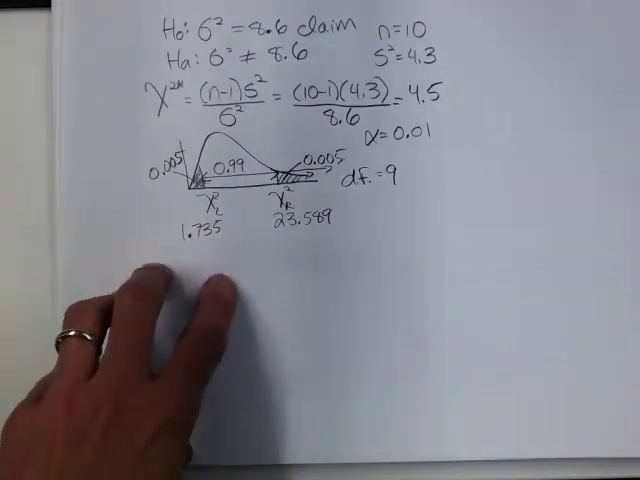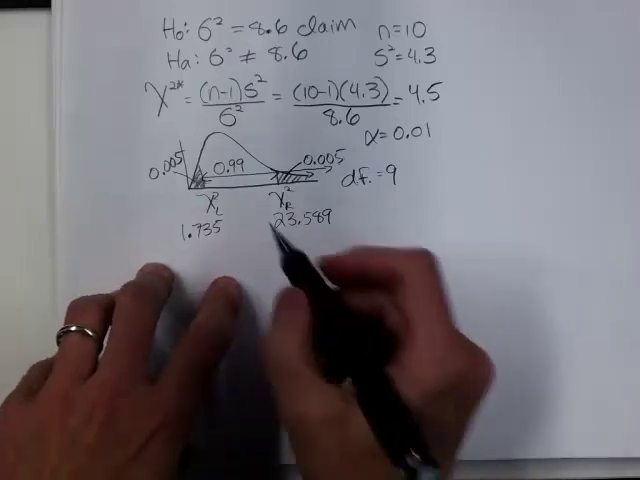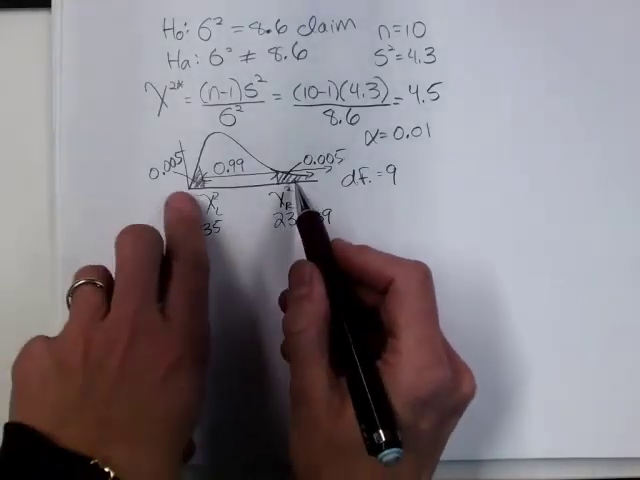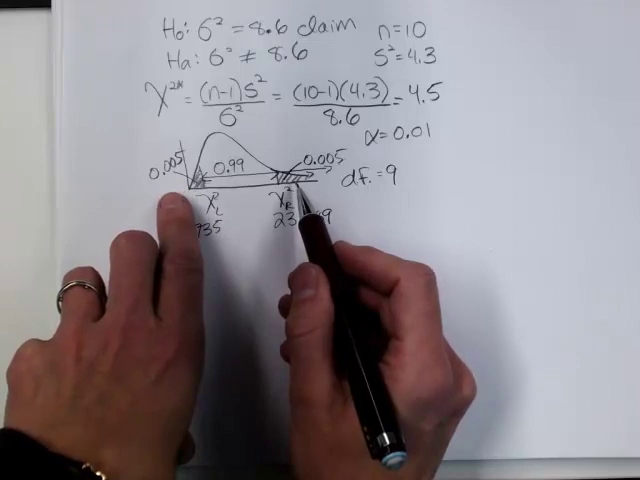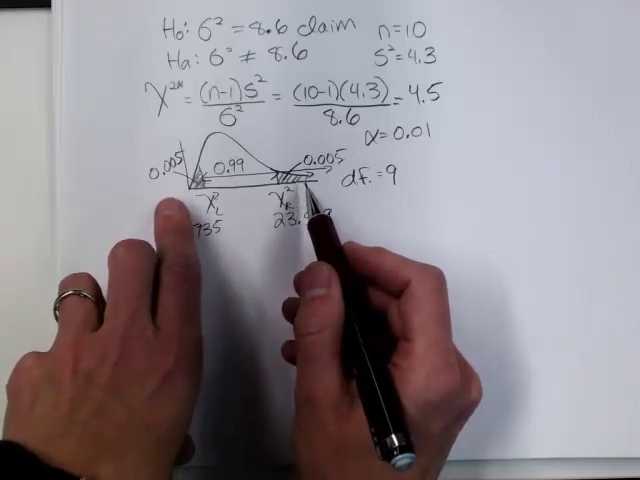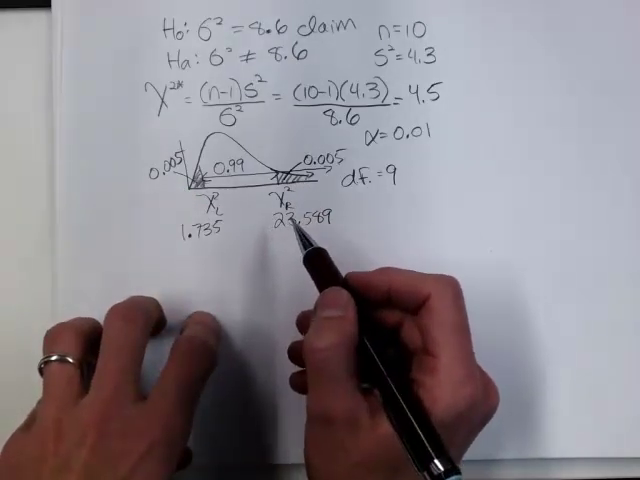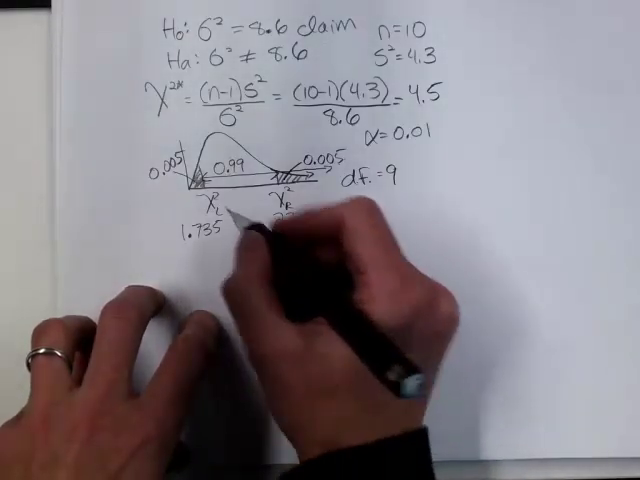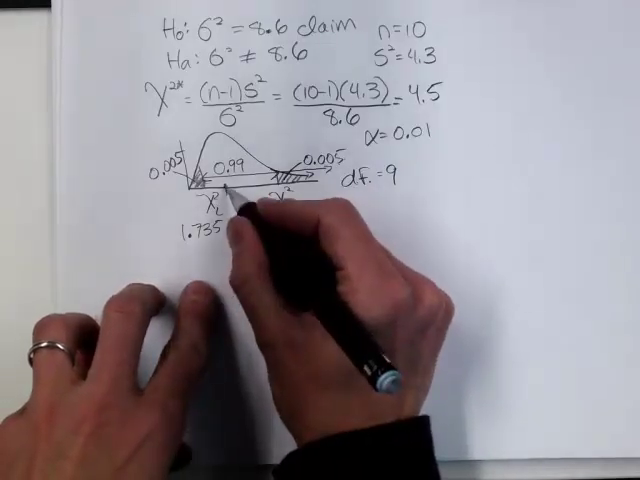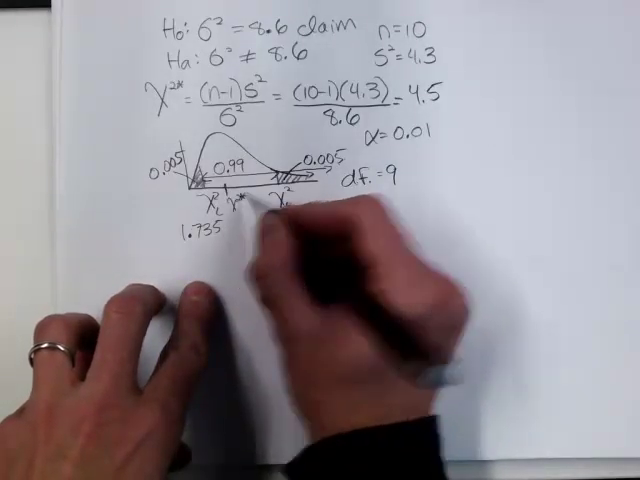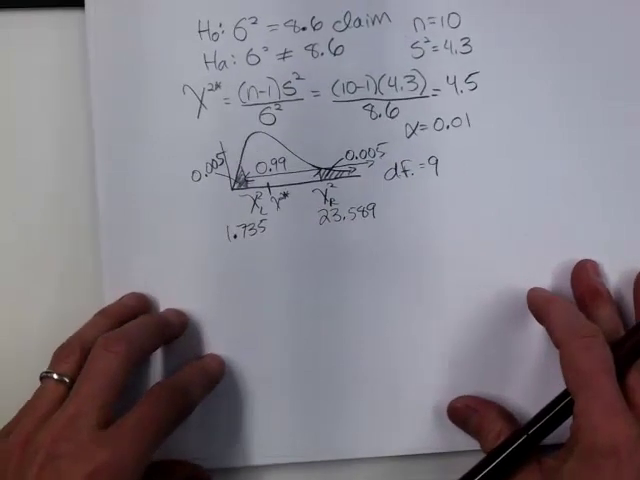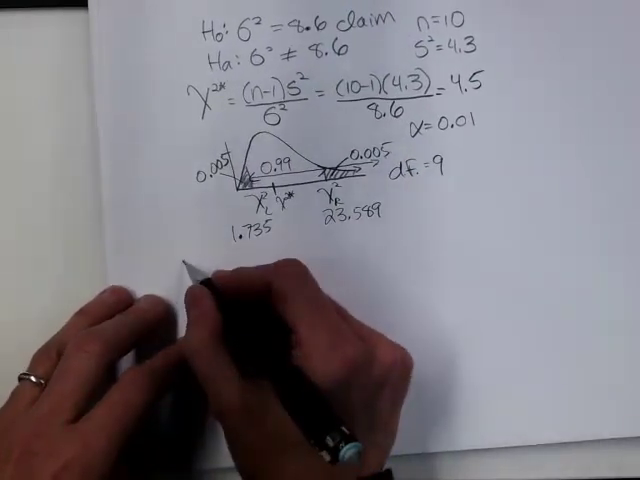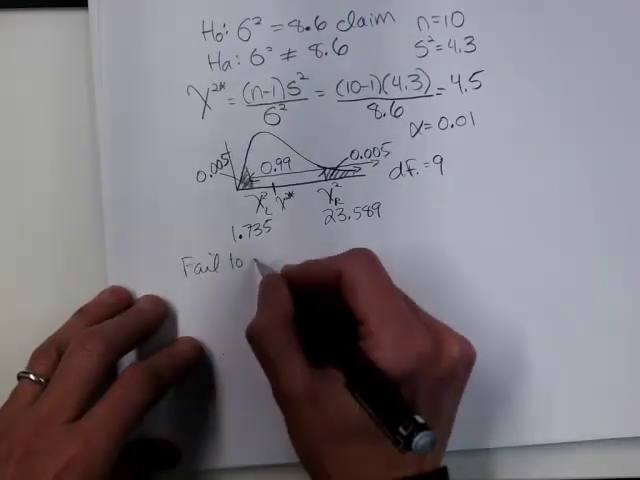So where does our test statistic lie? It's in the fail to reject region. I just happen to be picking ones where we fail to reject. That's not always the case. Sometimes we're in the rejection region. Our test statistic lies in between, so our decision, based on the critical value method, is that we're going to fail to reject the null.